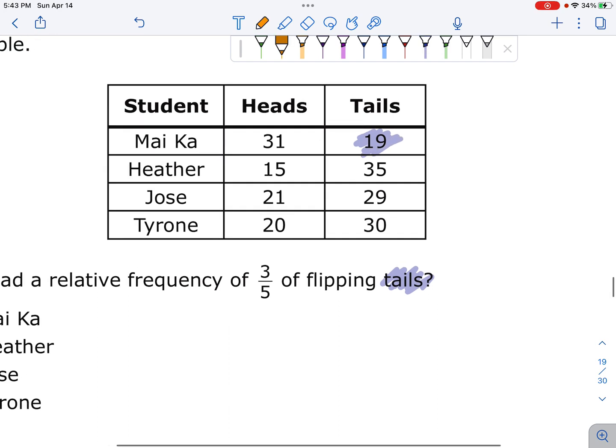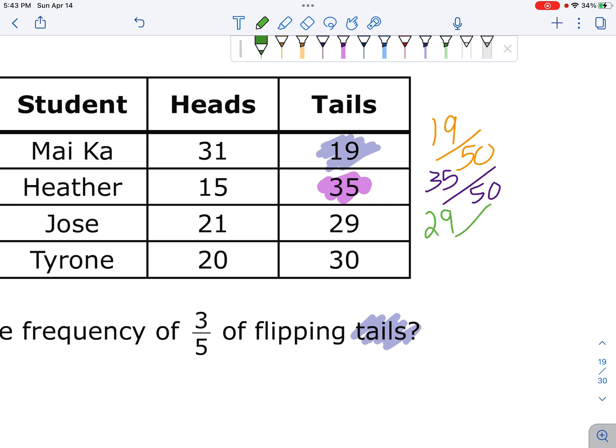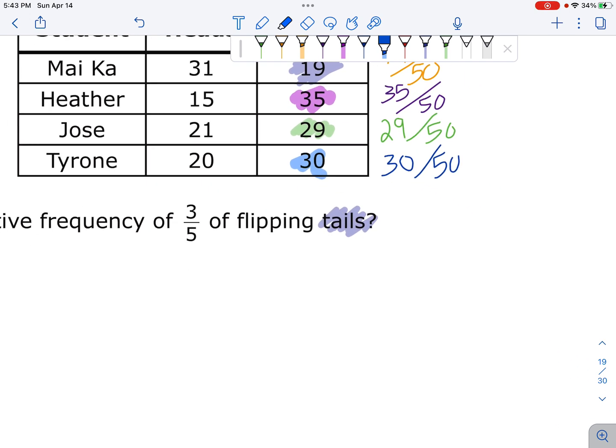So if we look, Mika has 19 out of 50. Heather has 35 out of 50. Jose has 29 out of 50. And Tyrone has 30 out of 50. At this point, ideally, you would know who it is just by looking at these fractions. But if you were stuck, then we can take 3/5 and make it a decimal.